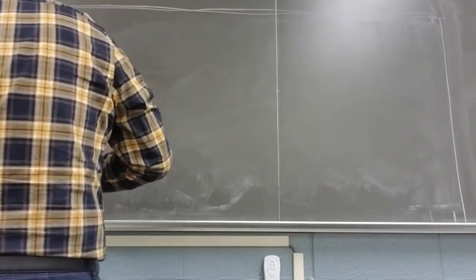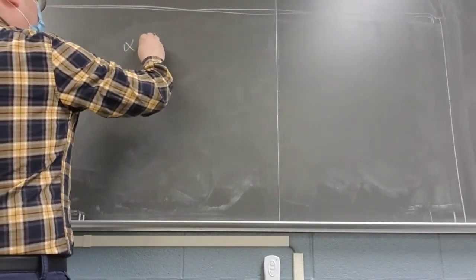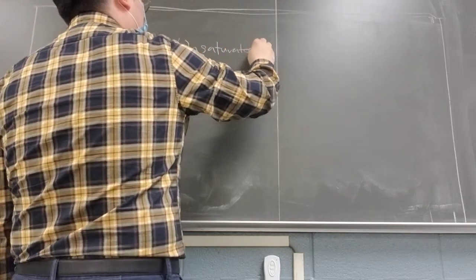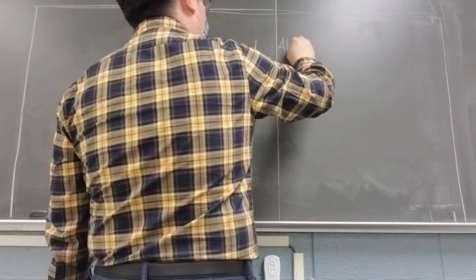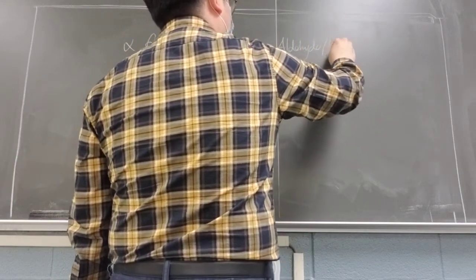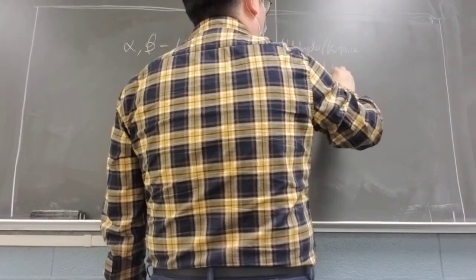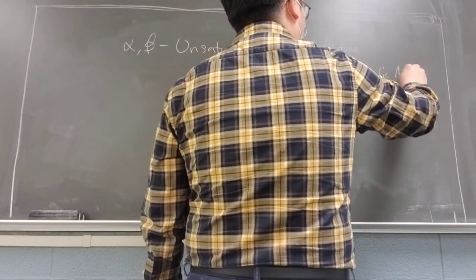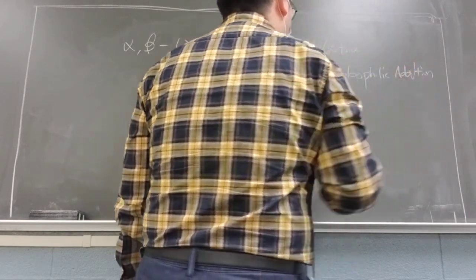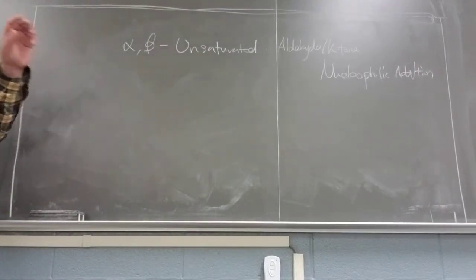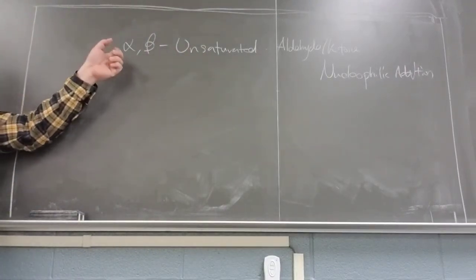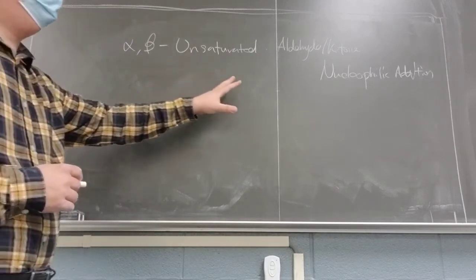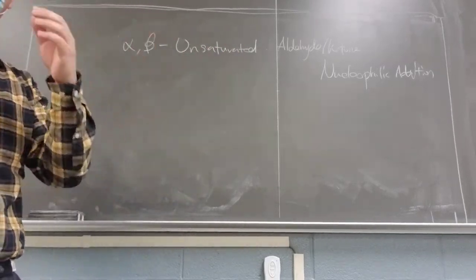The next one is what we call the alpha beta unsaturated aldehyde and ketone nucleophilic addition. What I mean by alpha and beta is how we number or point to the carbons near the functional group. Obviously, aldehyde and ketone share the same functional group, which is a carbonyl group again.